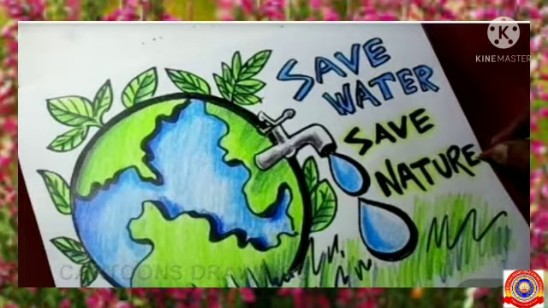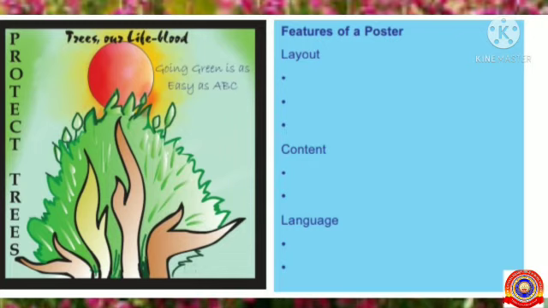So all of you go through these posters and try to write the poster based on the theme of conserving nature. Students, now all of you look at the text. Here you can see another example of a poster. Protect trees. Trees are livelihood. Then a picture is also given here. Then features of a poster.